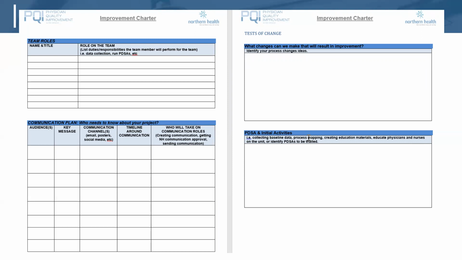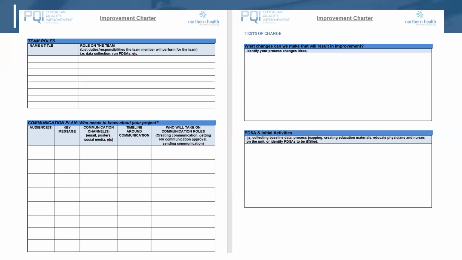And finally, at the end of the project, you're going to want to communicate out how it went and let people, all your stakeholders, know what you've learned and what things you were able to change. So this part of the document helps you to keep track of all that communication that you're doing. What's your key message? Who's your audience? Who's going to do the communication? It helps you to keep on top and organized of that communication that's happening.